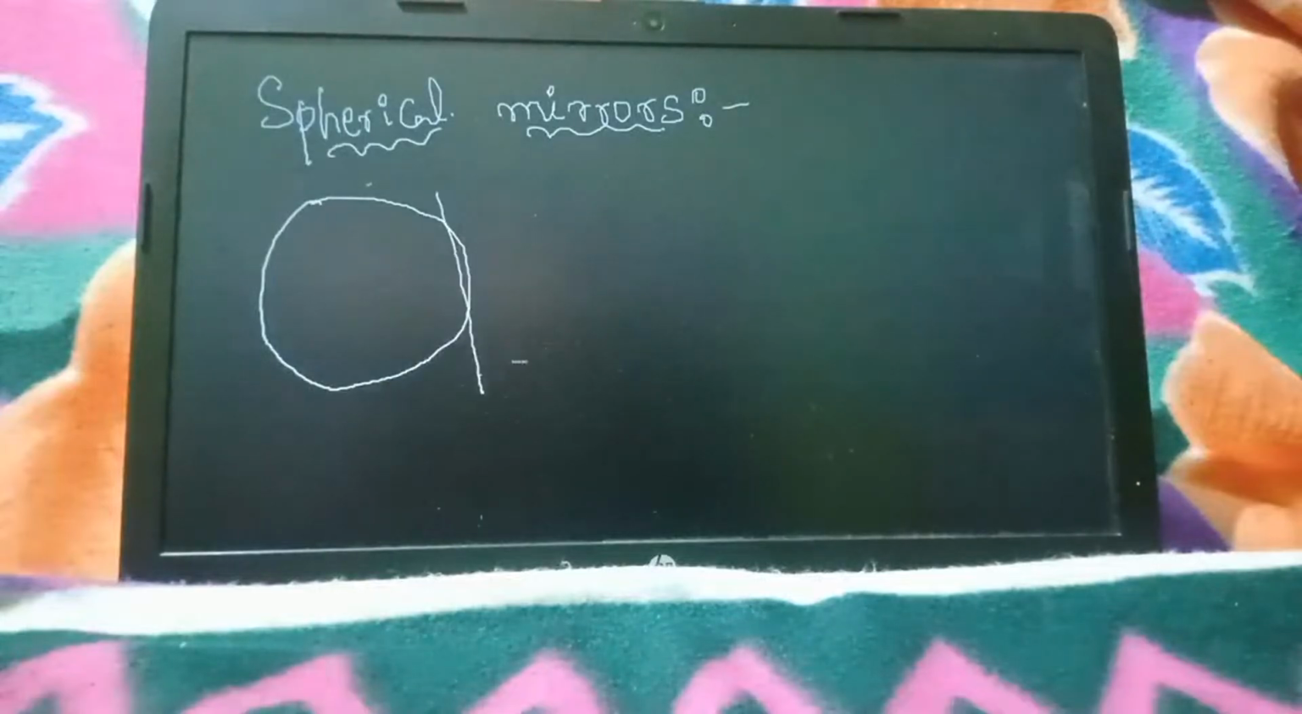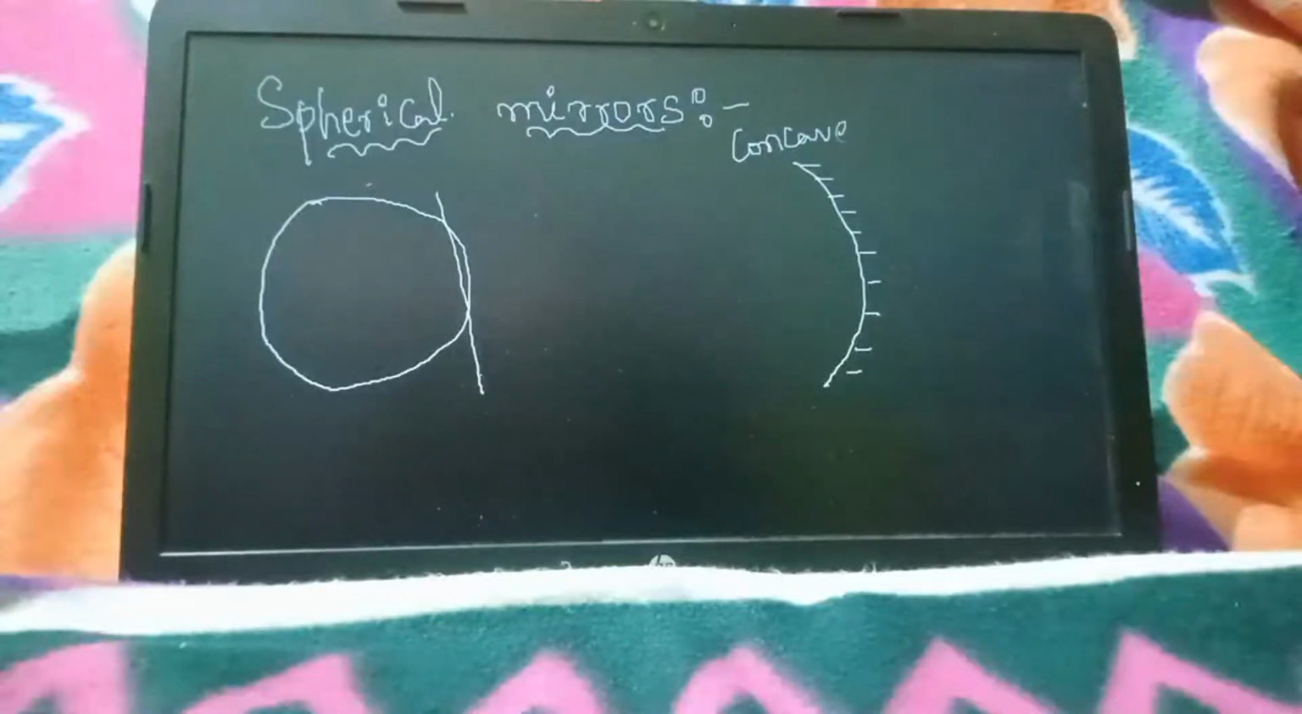So if you are considering, I'm taking the sphere. This is the sphere. This is one portion. I'm taking a small portion from the sphere. According to the reflection, the mirror will change. If the coating is outside and the reflecting surface is inside, that type of mirror is called a concave mirror.